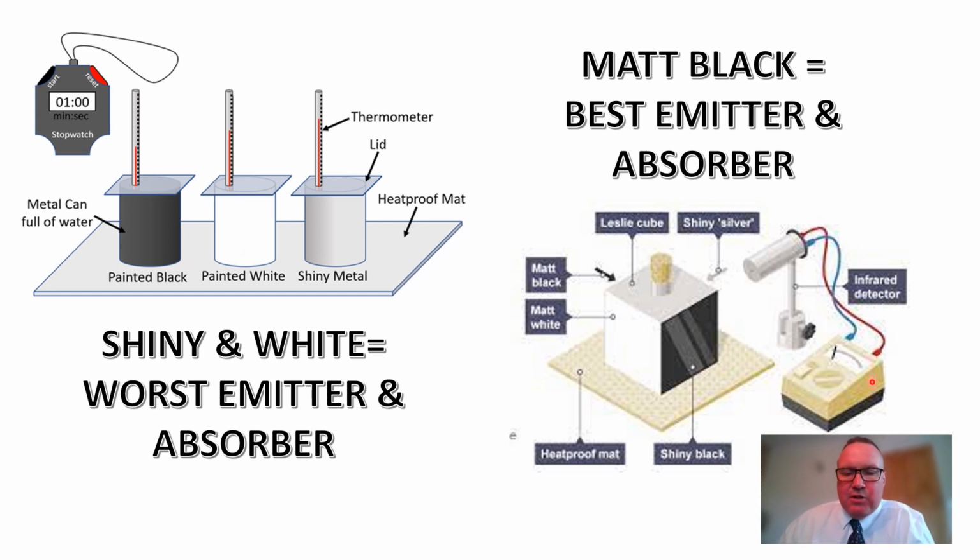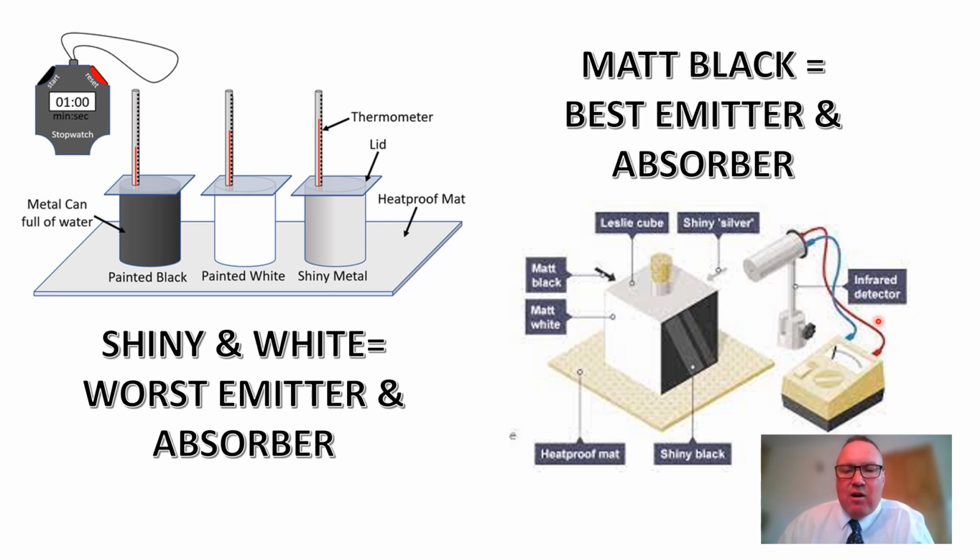If you want to see which is the best emitter of infrared radiation using the Leslie cube, which is a metal cube painted 4 different colors, we can fill the Leslie cube with water. So the same temperature water is touching all 4 sides of the cube. And we can measure the amount of infrared each side emits using an infrared detector.